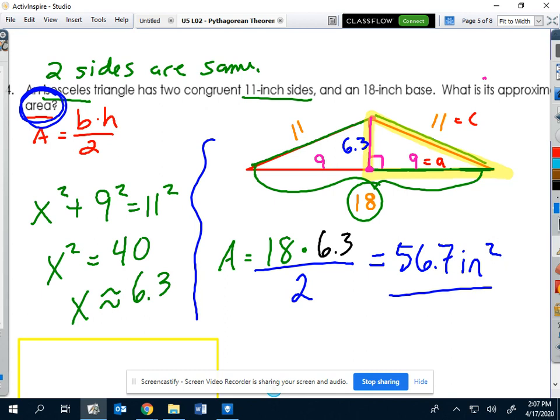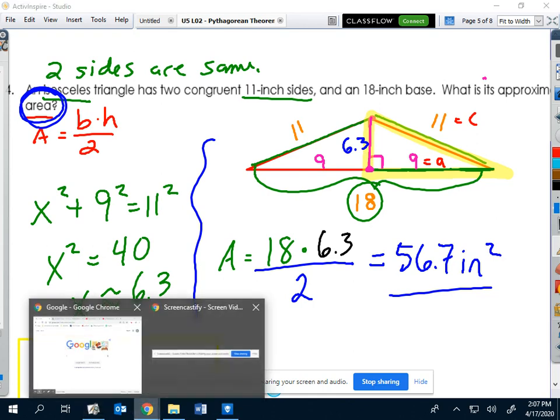So hopefully that helps. Isosceles questions are quite common. So make sure you are comfortable drawing that right triangle and then creating the dimensions from it.